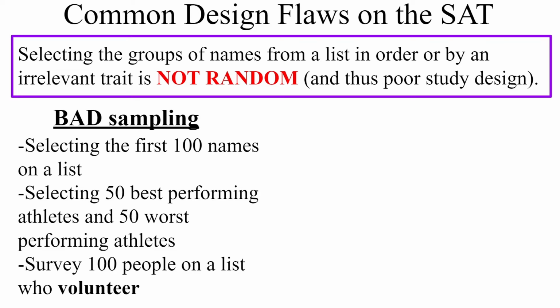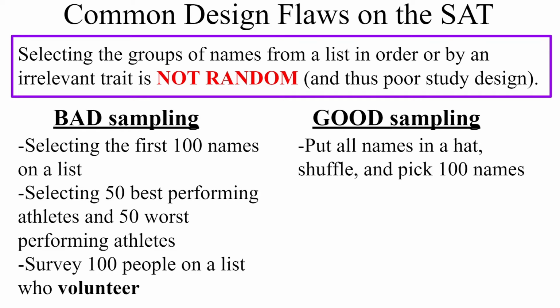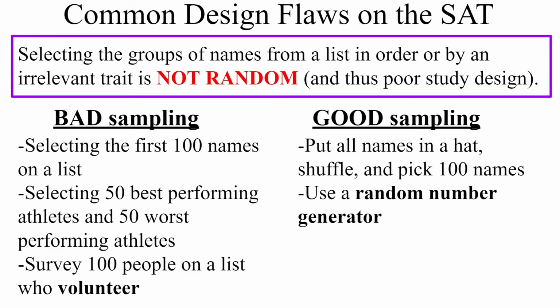So how are we going to do that? Well, the most classic way they teach you in school is to put all the names in a hat, shuffle it, and keep picking names until you have how many you need, 100, 50, 200, whatever. Something you'll see mentioned on the SAT is what's called a random number generator. You could assign all the potential participants a number and then use a computer to randomly select them. That's really good. That's going to be totally random. There's no human bias there.